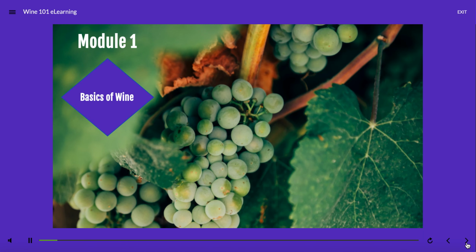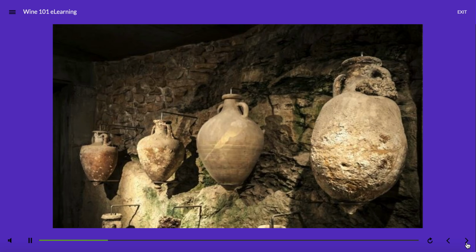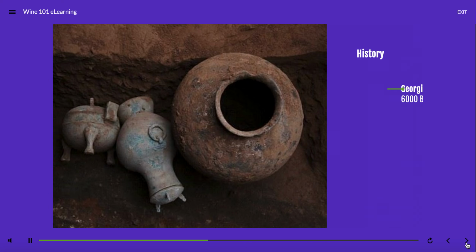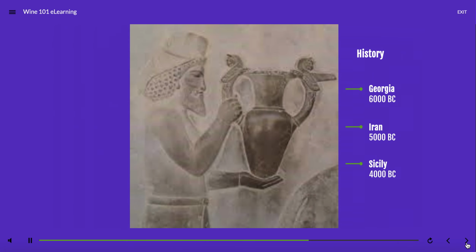Module 1, Basics of Wine. Wine has been produced for thousands of years. The earliest known winery is the 6,100-year-old Areni-1 winery in Armenia. The earliest known traces of wine are from Georgia in Europe, 6000 BC, Iran, 5000 BC, and Sicily, 4000 BC. Wine was consumed and celebrated in ancient Greece, Thrace, and Rome. Throughout history, wine has been consumed for its intoxicating effects.